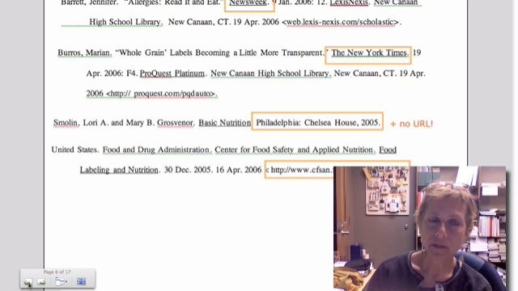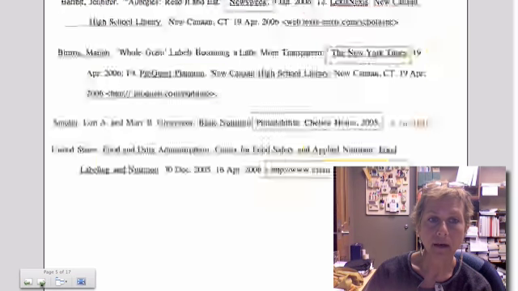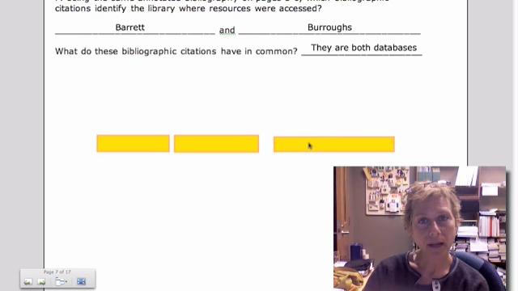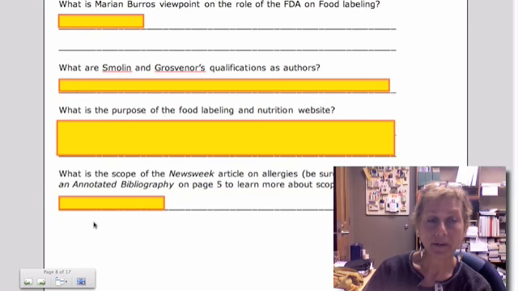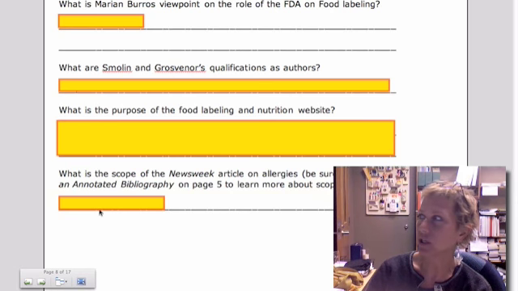Then we asked, what do these two citations have in common? Well, they're both databases, ProQuest and LexisNexis. So, Barrett and Burroughs, what do they have in common? They're both databases. What can we conclude from that? Well, if you're writing a database citation, you need to include the information about the library where the database was accessed. All right, we were also asked you to take a look at the annotations and to read into them just a little bit so you better understood what an annotation does.